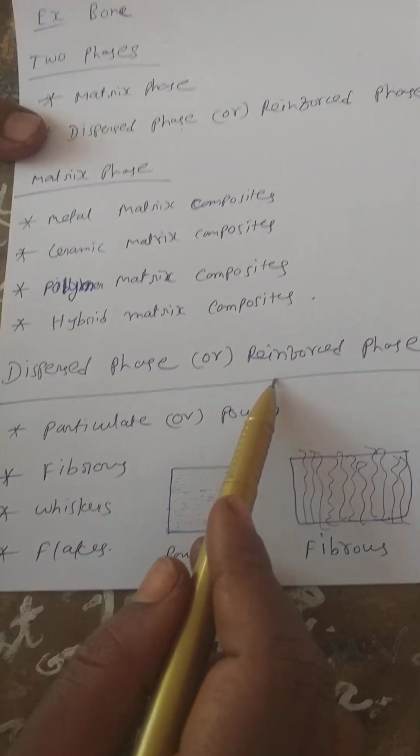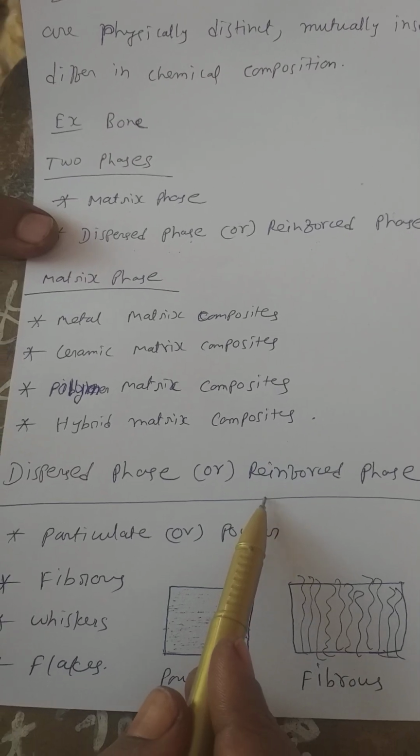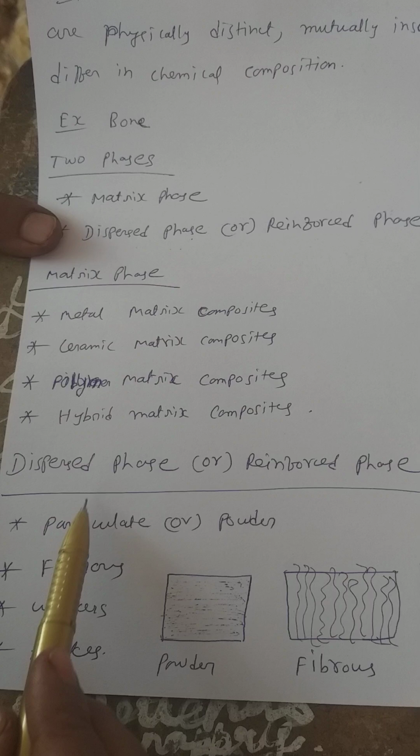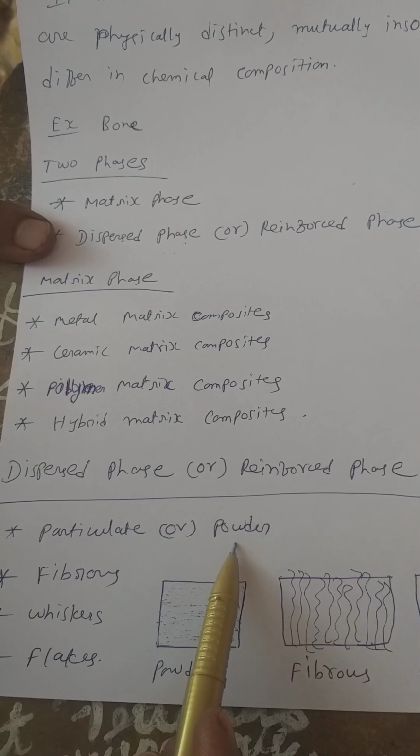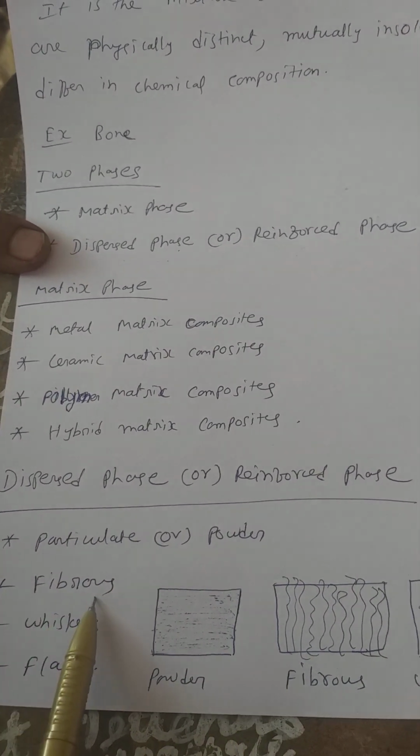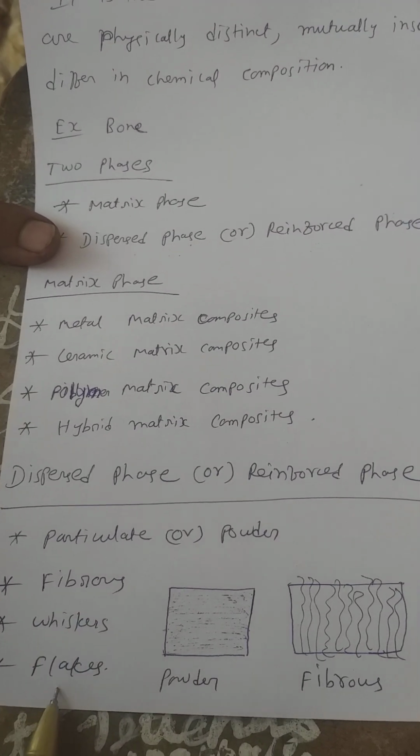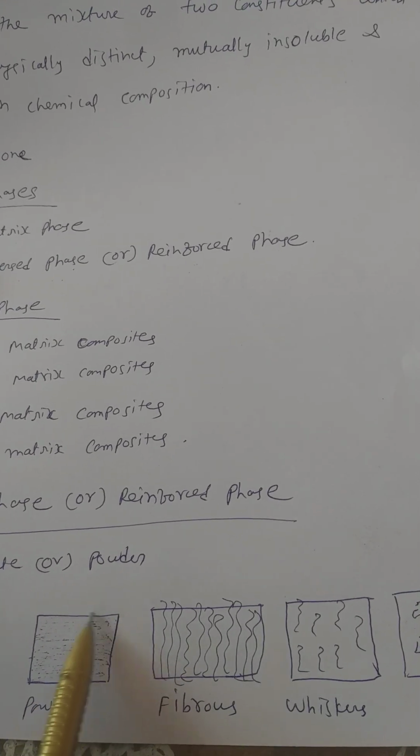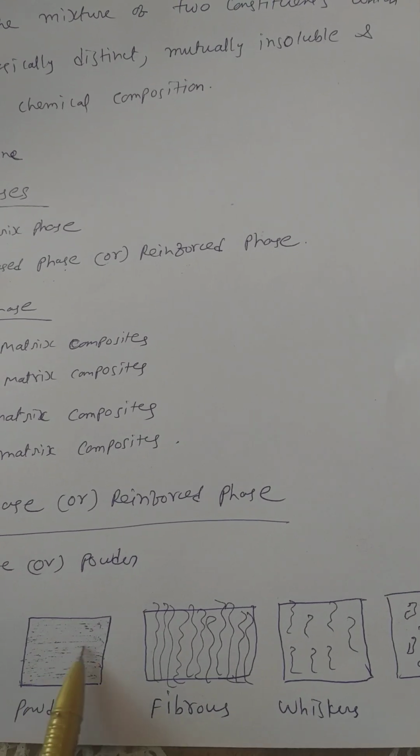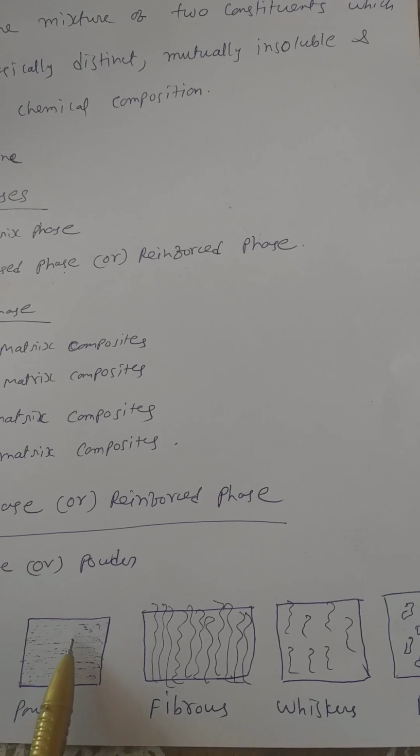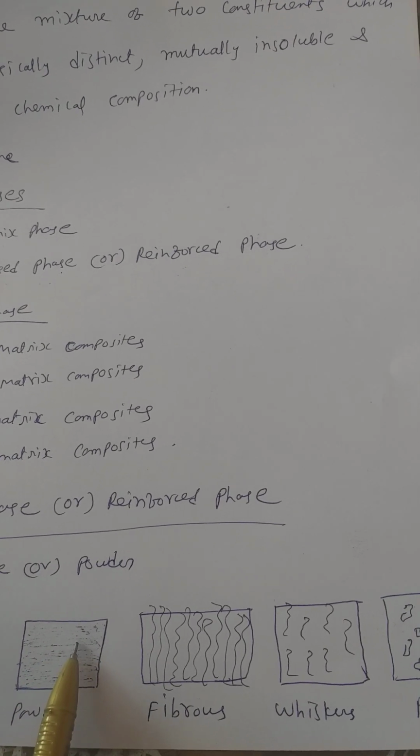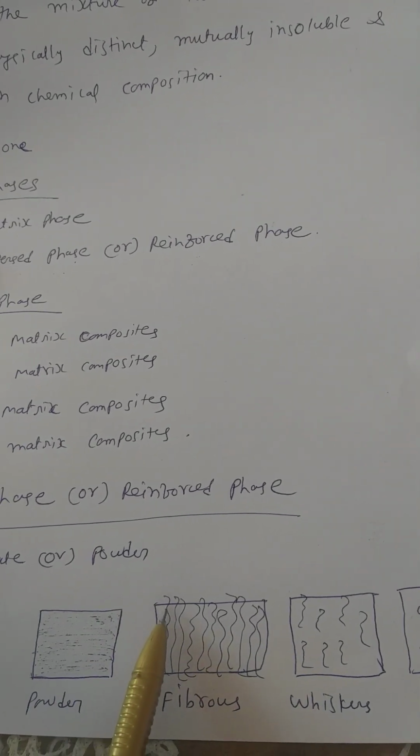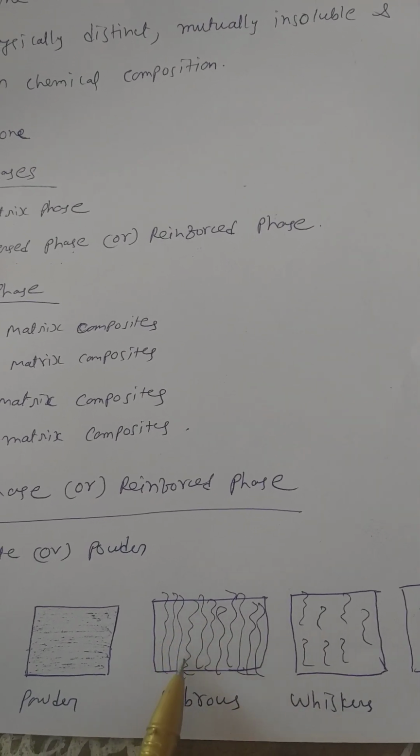The reinforced phase, which can be a metal or ceramic or polymer, is placed in different forms. Either the dispersed phase can be in the form of particulate or powder, or it can be of fibrous form, long thin fibers, or it can be in the whisker form or flakes form. The differences are clearly shown in this picture. The outer cover is given like this, which is the matrix phase, and inside it the dispersed phase or reinforced phase is dumped. Here, if the reinforced phase is in the form of powder, then it is called particulate, and sometimes it can be a fibrous form too.